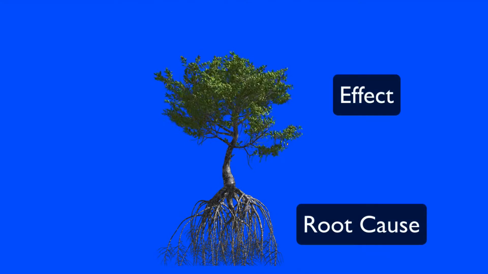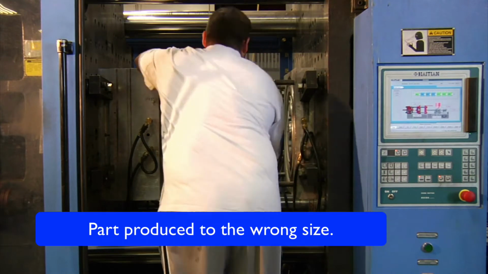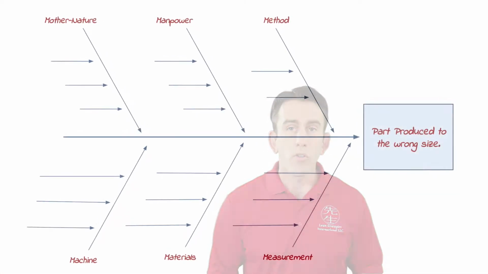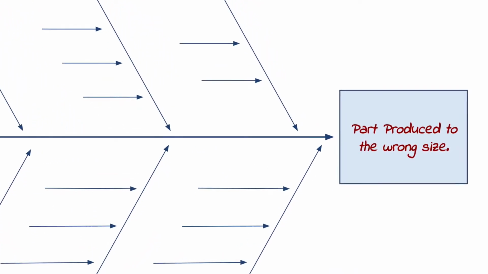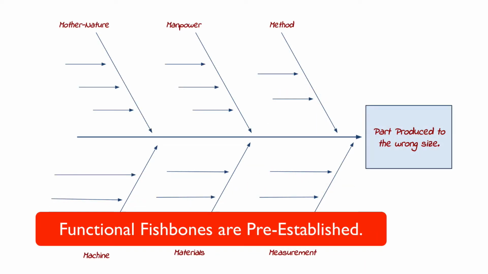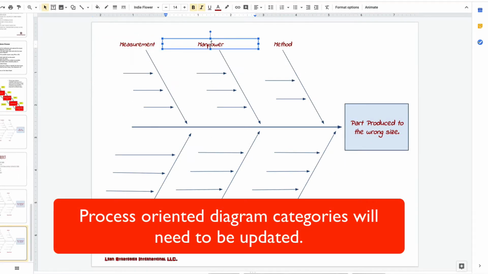In our example, we were walking at the Gemba one day and noticed a part that was produced to the wrong size. Seeing as we want to solve problems, this is the one we will look at. It's that simple. First, we enter the issue we found in our fishbone diagram head. Since we are using the functional 6M fishbone, we will not need to brainstorm the different categories. If you choose to do the brainstorming for your fishbone categories, be sure to update them.